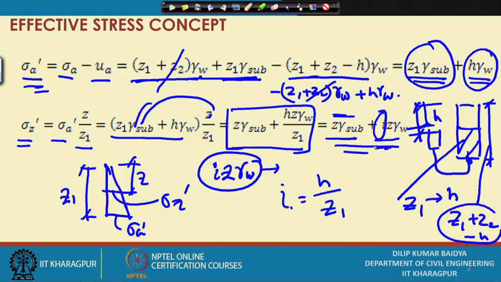So, this is one case. In the first case, with no flow, it was z into gamma submerged, and when there is flow taking place, additionally I into z into gamma w is to be added to get the effective stress. That means effective stress is increasing because of the flow taking place from upward direction to downward direction.